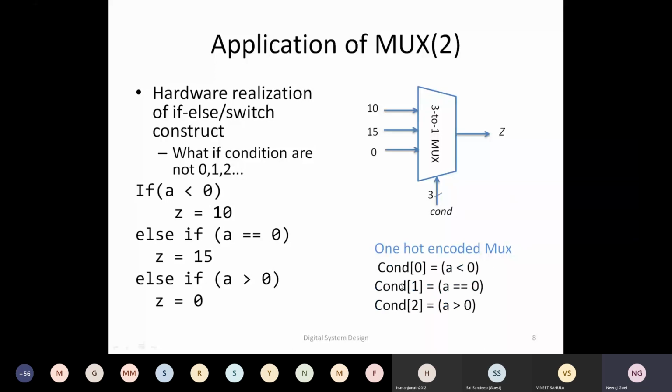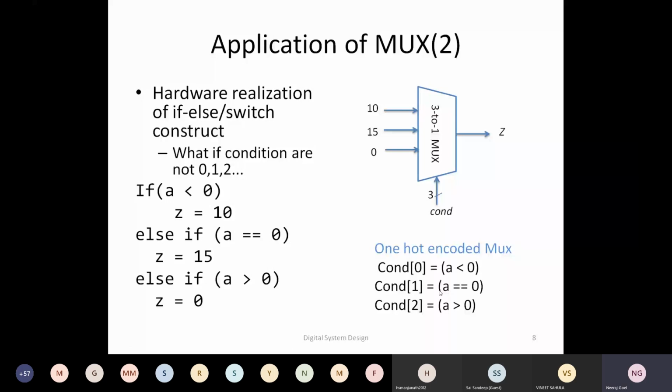For example, for the 0th bit of the condition, I can say that whenever A is less than 0, this would become 1. If A is equal to 0, then the first condition bit would be 1. If A is more than 0, then the second bit would be 1. This works because these conditions are mutually exclusive. Because they are mutually exclusive, no two conditions can be true at the same time.